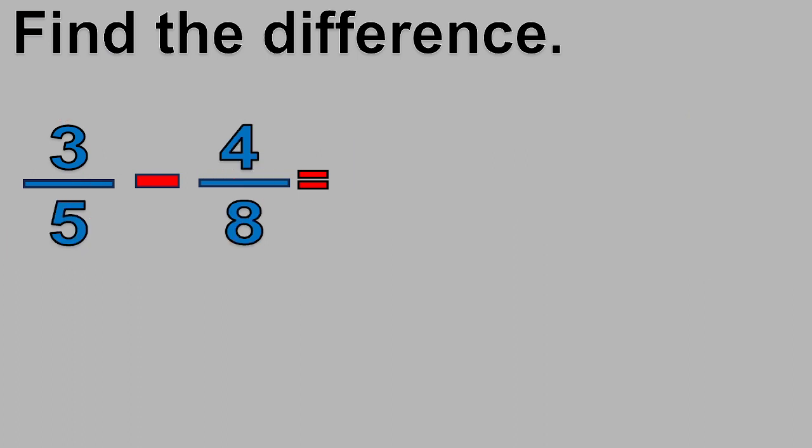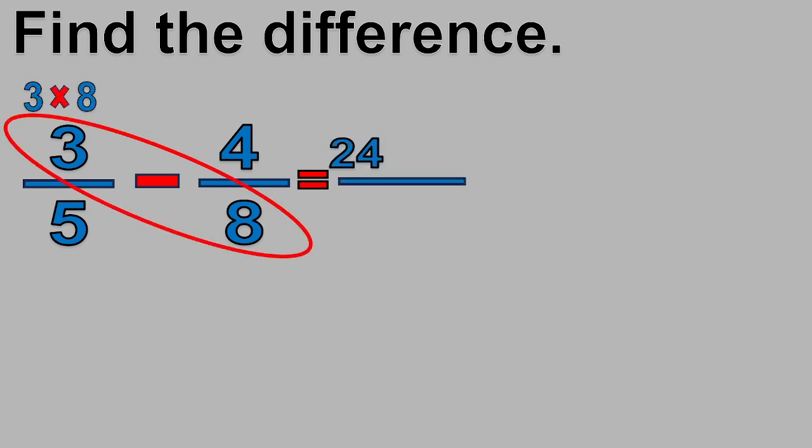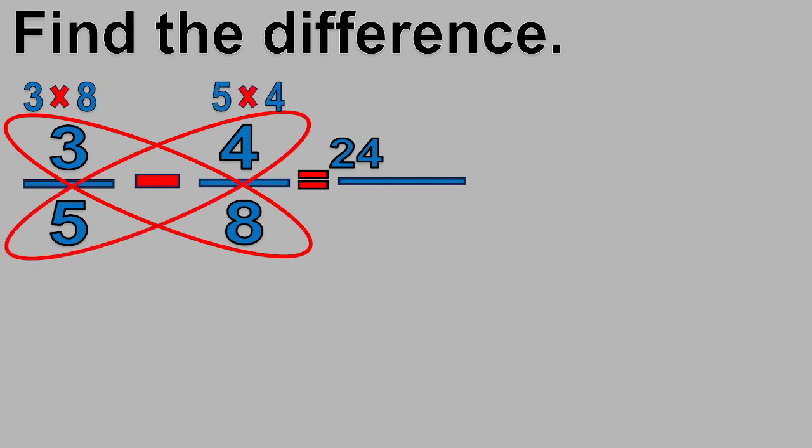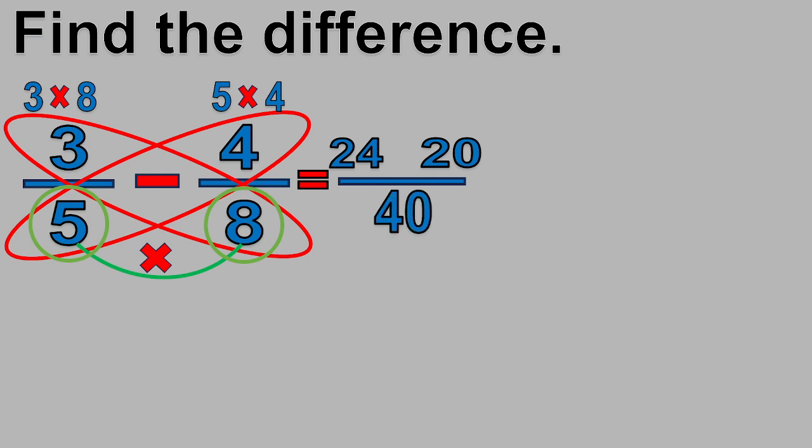Another problem. 3/5 minus 4/8. First, multiply the numerators and denominators diagonally. We have here 3 times 8 equals 24. 5 times 4 equals 20. Next, multiply the two denominators. 5 times 8 equals 40. Now, subtract the product of the diagonal pairs of numerators and denominators. We have here 24 minus 20 equals 4. Then, copy the denominator 40.